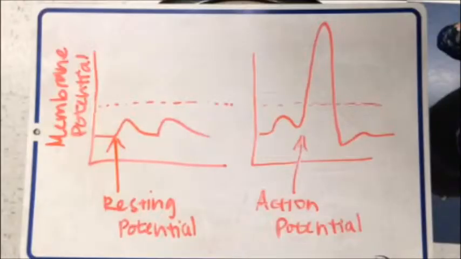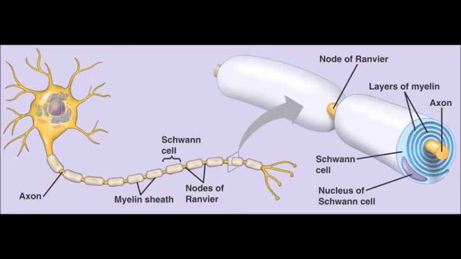Depolarization must pass a certain threshold of about negative 55 millivolts. Positive feedback will then propagate the signal and trigger the action potential. Myelin sheaths are made of glial cells like oligodendrocytes or Schwann cells. They cover the axon and only expose small sections of axon to extracellular fluid, called the nodes of Ranvier.